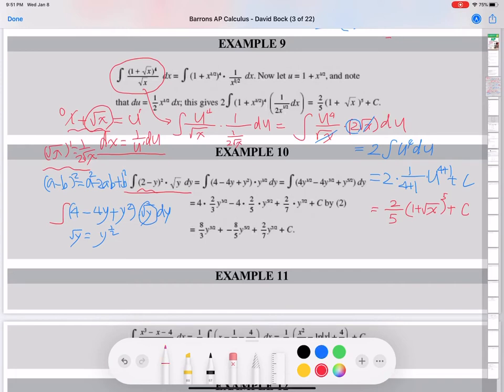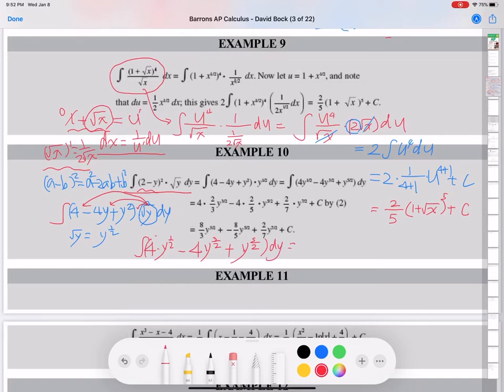Then the distributive property. So the integral of 4 times y to the 1/2, negative 4y times y to the 1/2, so y to the 3 over 2, and then plus y squared times y to the 1/2. 2 plus 1/2, so y to the 5 over 2. These whole things dy.